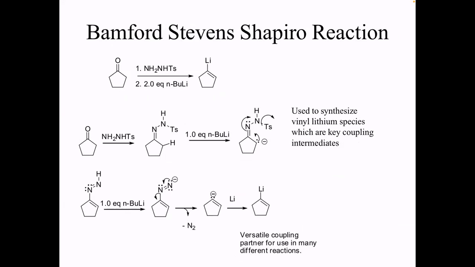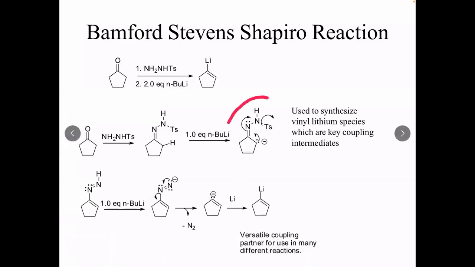But the way you make vinyl lithiums is through this process here called the Bamford-Stevens-Shapiro reaction, where you start with a ketone, you treat it with this tosyl hydrazide, and then 2 equivalents of butyllithium, and you're able to generate the vinyl lithium. So the key to this reaction is the loss of nitrogen gas, and that's shown in this step right here.